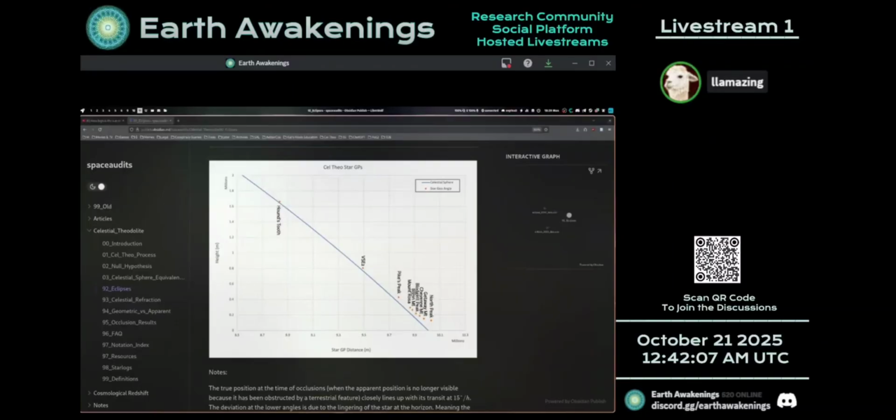So to apply the different equatorial radius versus polar radius, that would basically mean the celestial sphere has a different radius depending if you're looking east-west versus north-south. So it'd be interesting to come up with an experiment that could prove that one way or another.